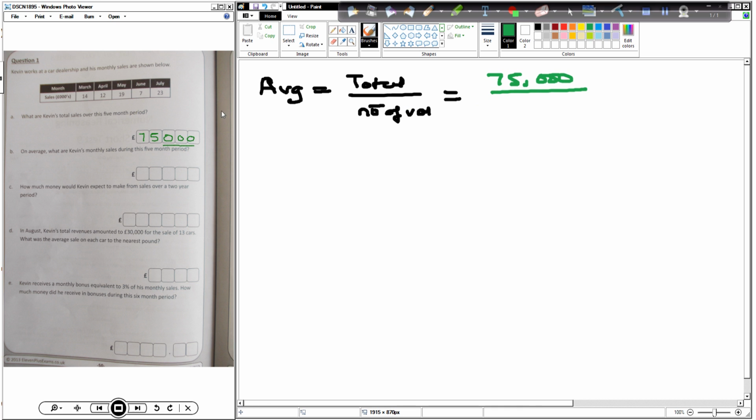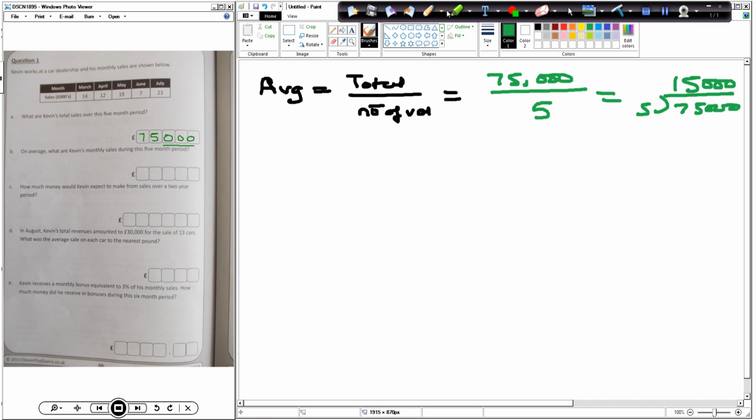75,000 was earned over how many months? 5 months. So now we have to do 75,000 divided by 5. You can do it in the bus stop technique. 75,000 goes in here and 5 goes out here, and the answer is nice and straightforward: 15,000. Excellent. Let's fill that in over here. 15,000. Right, excellent. Let's go on to question C.